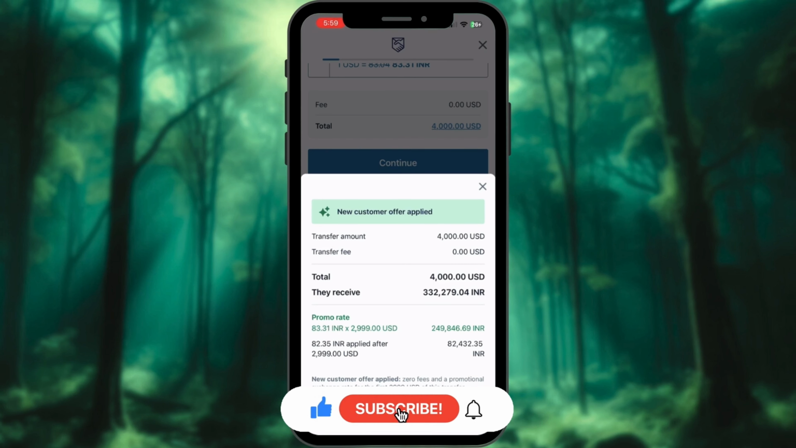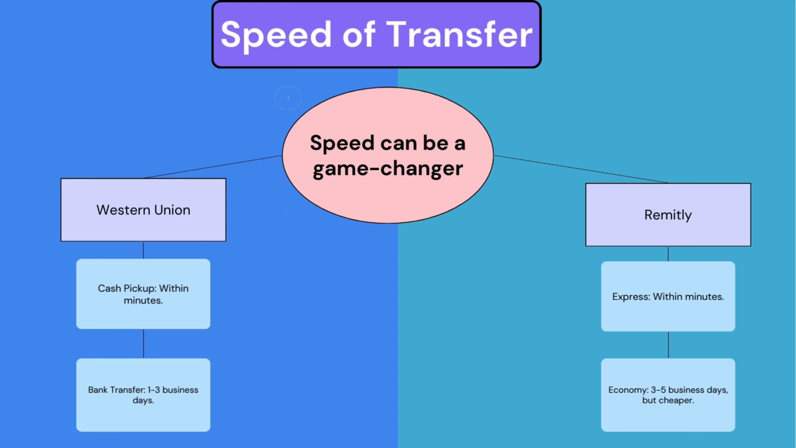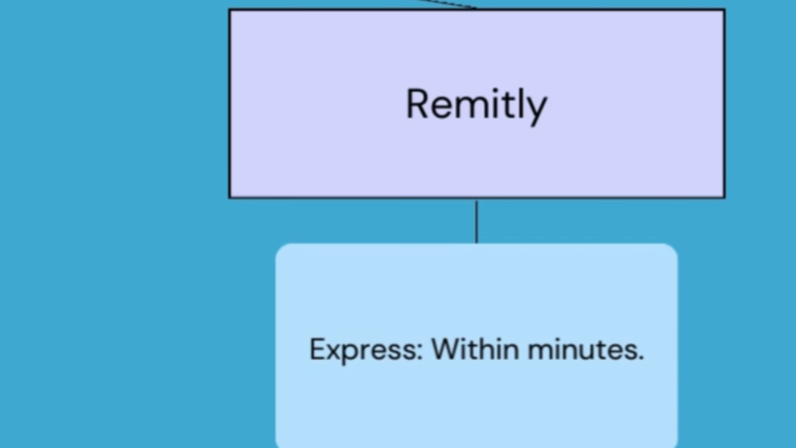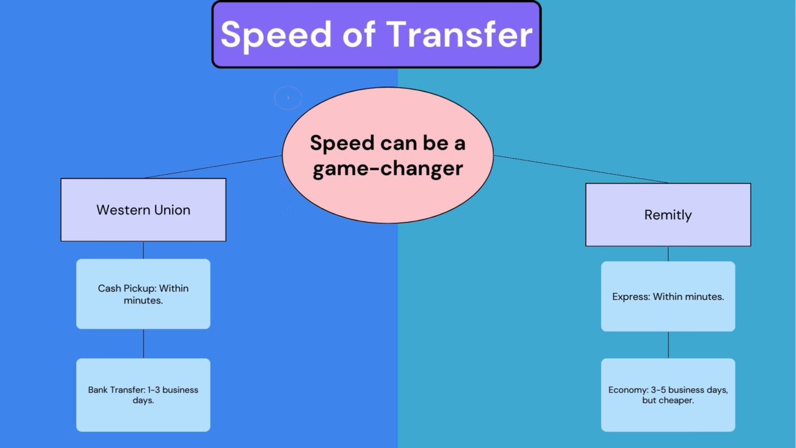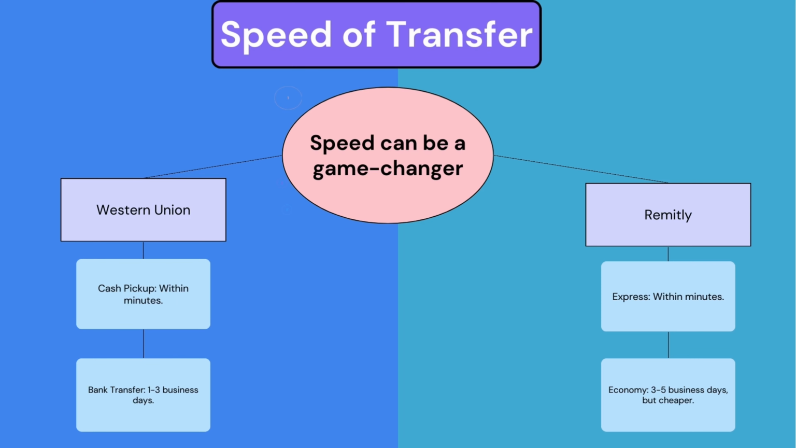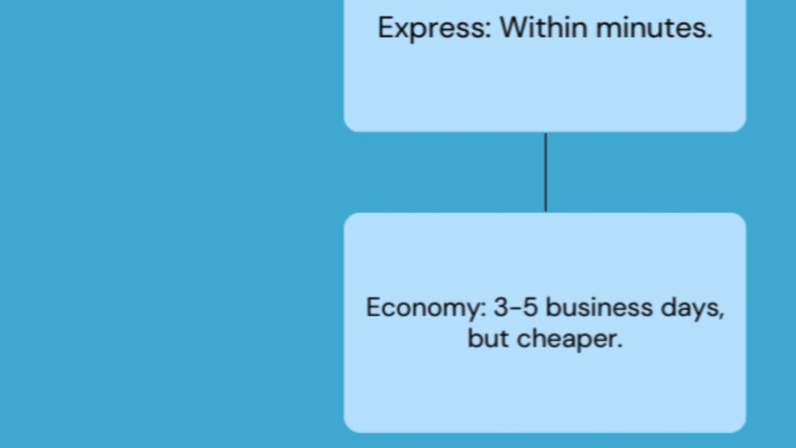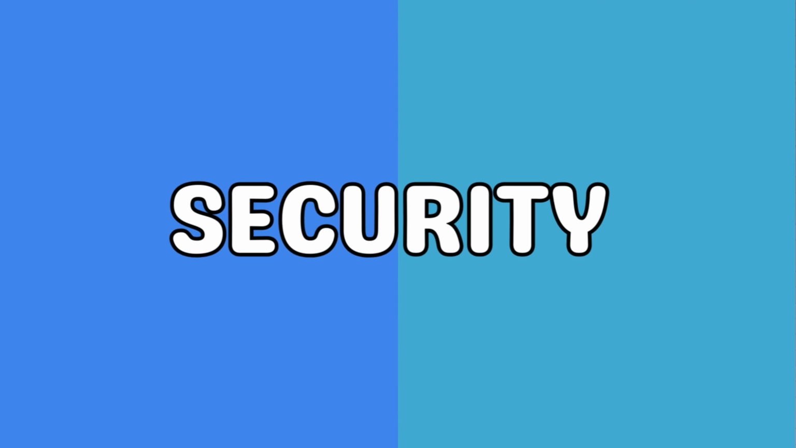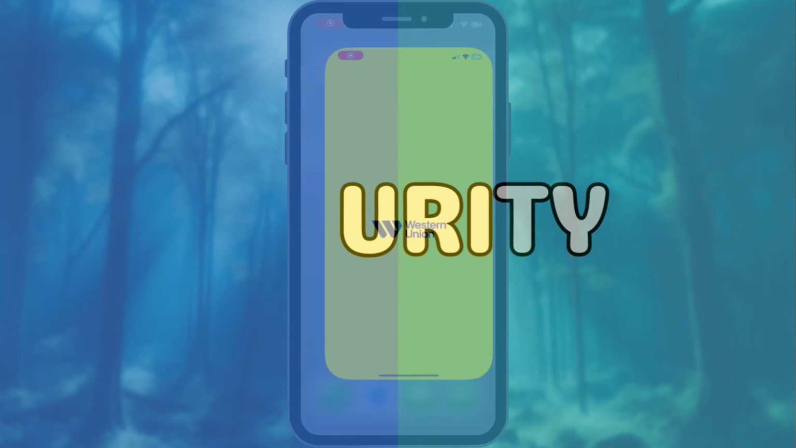Speed can be a game changer. Here is how these services stack up. For Western Union, cash pickup is within minutes. Similarly, for Remitly's express service, cash pickup is within minutes. For bank transfer, Western Union takes 1 to 3 business days, and Remitly, for economy transfer, 3 to 5 business days, but cheaper. Both services offer robust security features to protect your money and personal information.